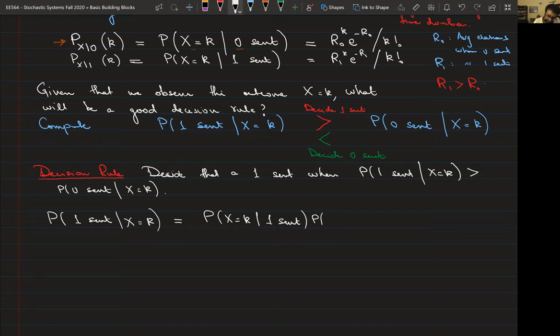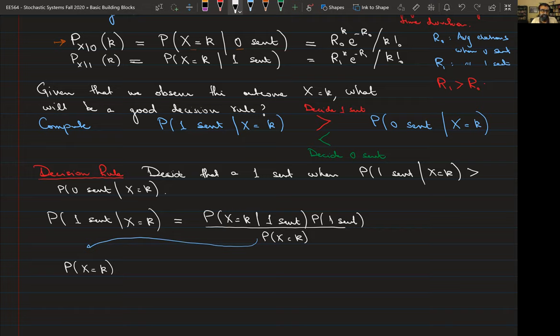Multiplied by probability of 1 cent, divided by probability x equals k. Let me first of all try to evaluate this thing here. So what is the probability of x equals k? Can I evaluate this from the information that's given to me?